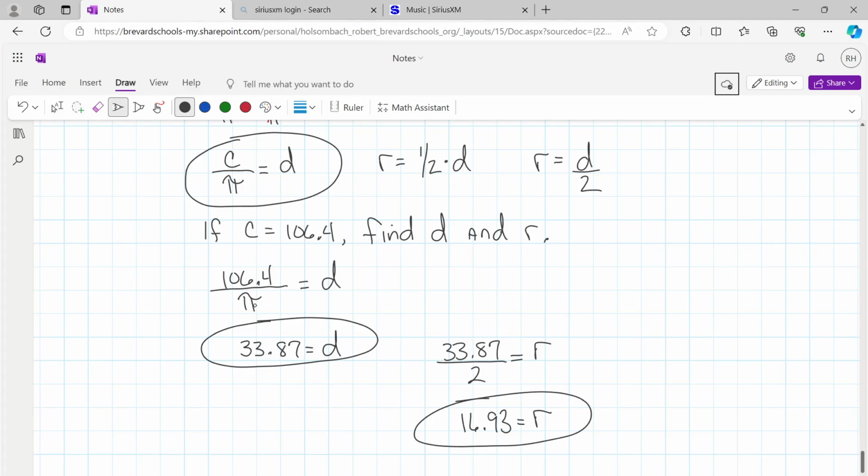Circumference divided by pi button equals diameter. All right, use the pi button. Make sure your calculator is set to second fix 2. So let's do one more. Let's say circumference equals 77.8. We take 77.8 divided by pi equals the diameter.